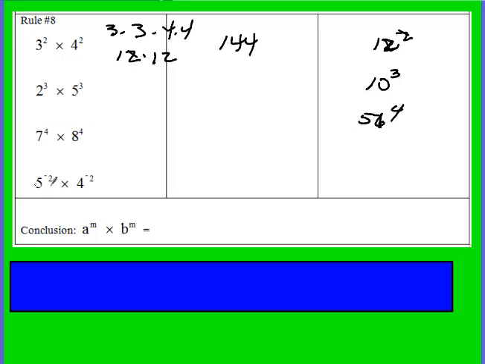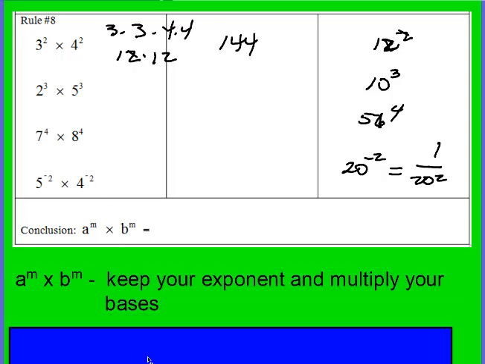Now what happens if I end up with negative exponents? Well, I'd still multiply my 5 and the 4 together to get 20, and that would be 20 to the negative 2nd. Now based on property number 4, I believe, okay, this negative exponent, what's going to happen to it? It's going to flip to the bottom and become positive at the bottom. So that would be 1 over 20 to the 2nd power. So what happens in a situation like this? You keep your exponent and you multiply your bases.